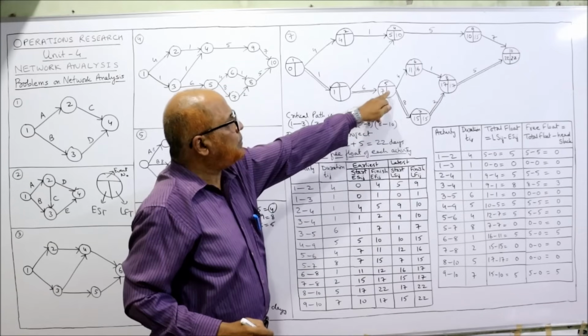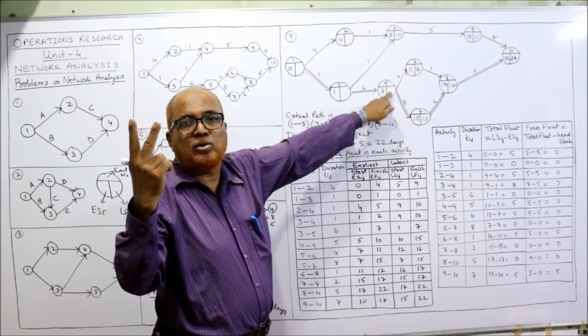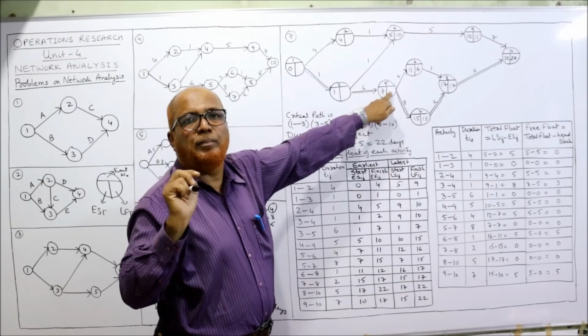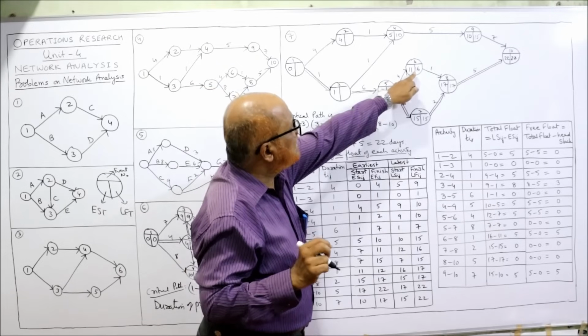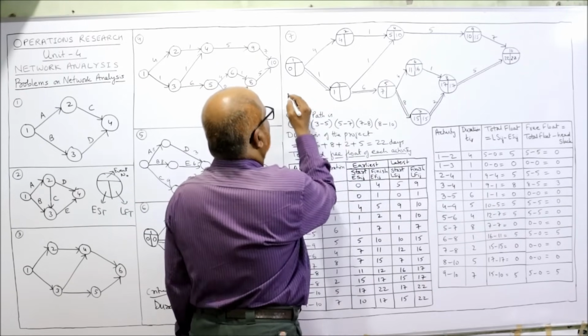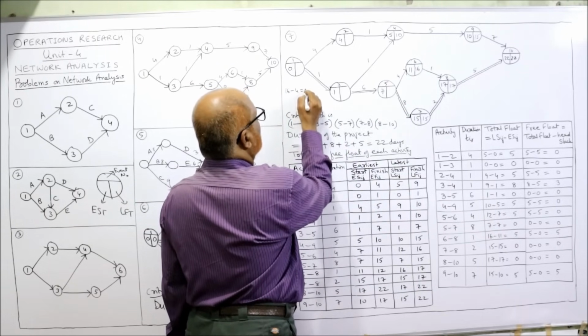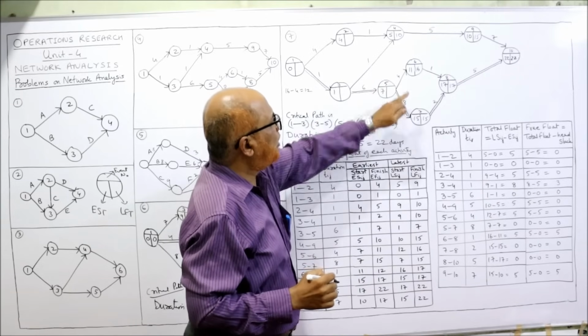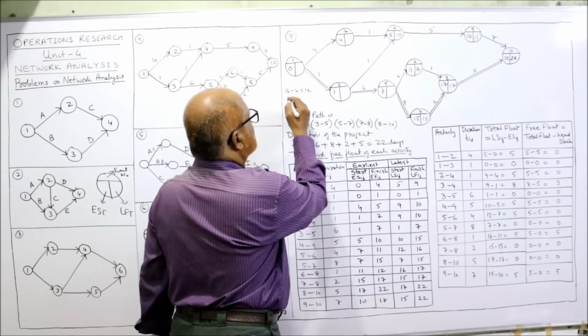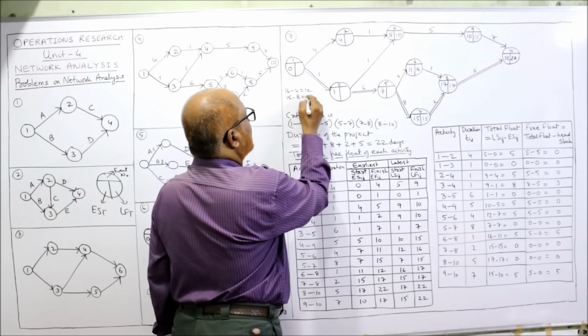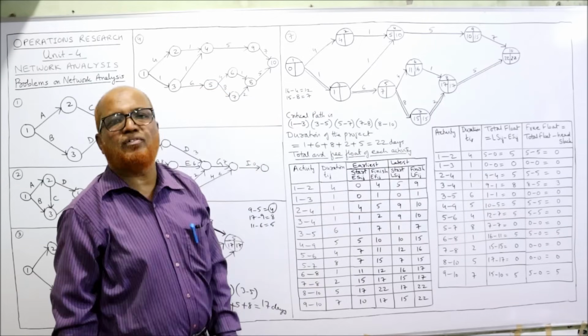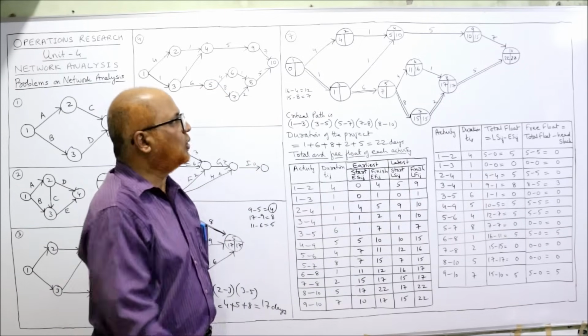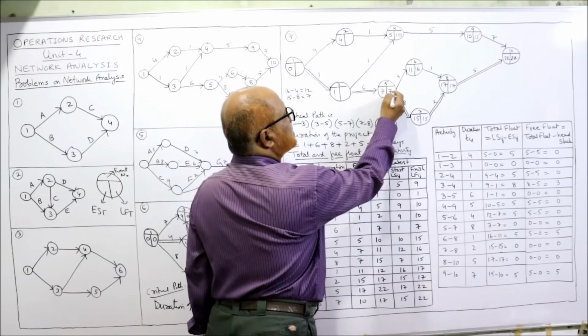Now how many arrows are bursting from here? Two arrows are bursting, so we take the minimum. So 16 minus 4 is 12, or 15 minus 8 is 7. Whichever is lower, 7 is lower. So I am writing 7.